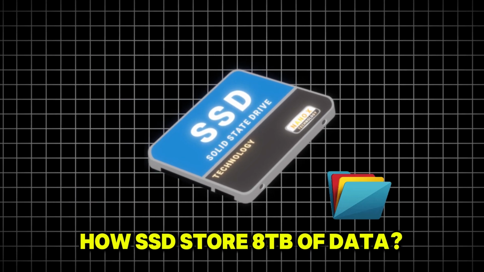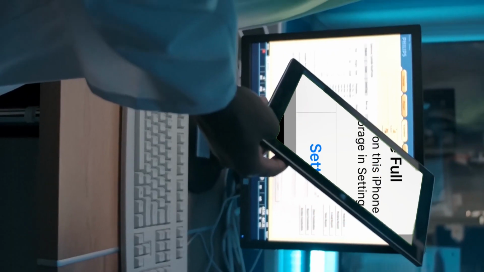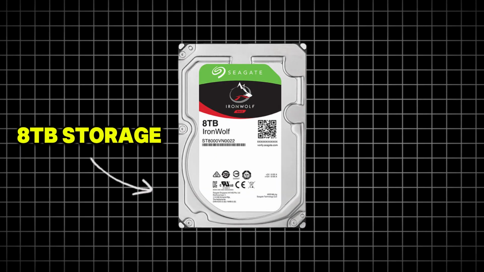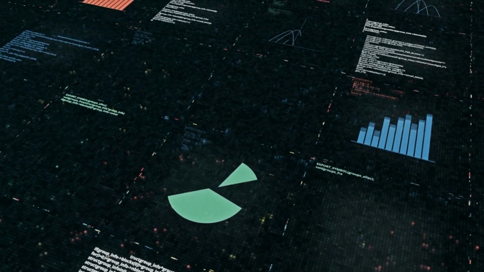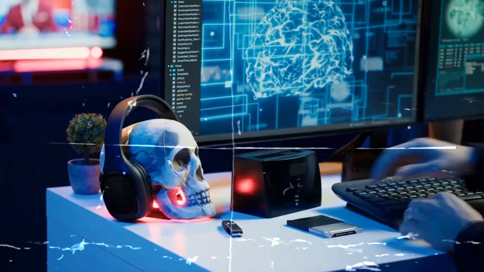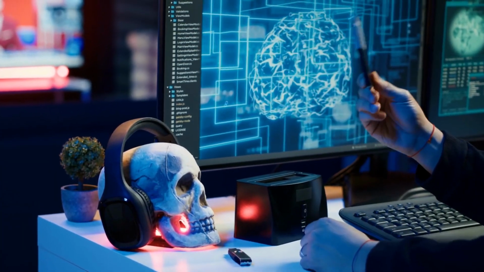How SSDs store 8 terabytes of data. What if I told you that 8 terabytes of storage could now fit inside something smaller than your phone? It sounds almost magical, like science fiction, but it's not. It's the real-world power of modern solid-state drives.